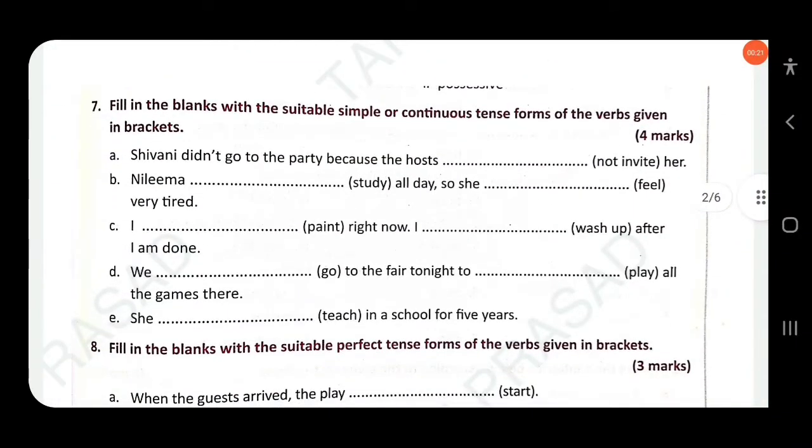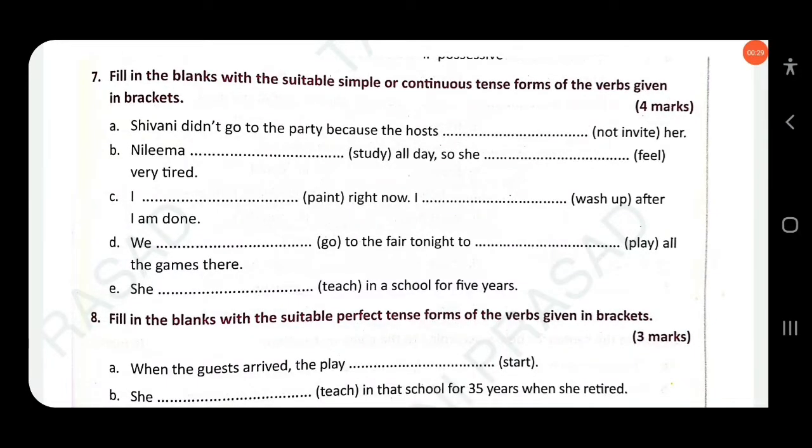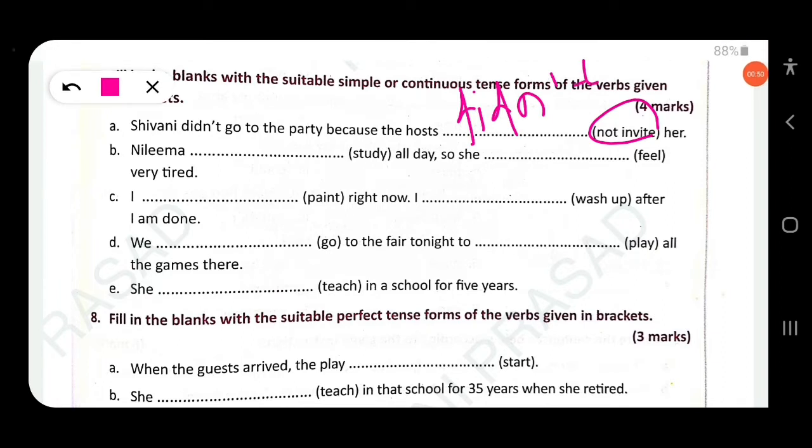Fill in the blanks with the suitable simple or continuous tense forms of the verbs given in brackets. So you have to use the correct simple and also continuous form. The first one: Shivani didn't go to the party because the host dash her. Here you have to write the verb in negative form, not invite. That means you have to use simple past. Didn't, did not, didn't invite.